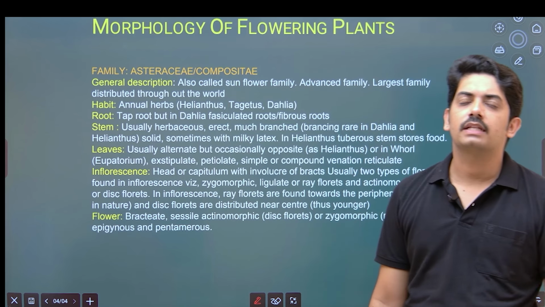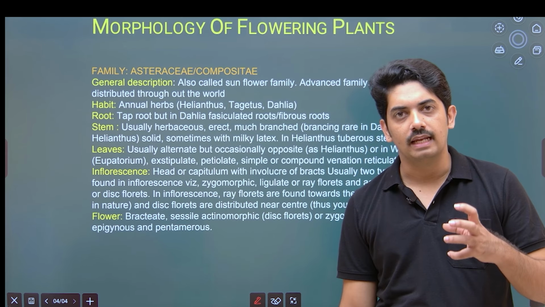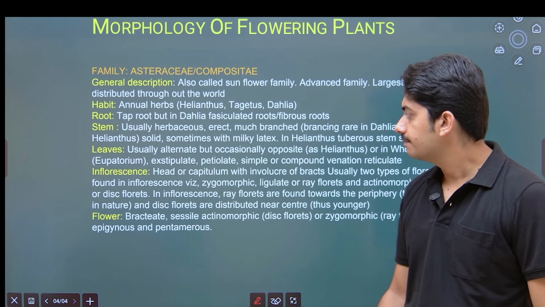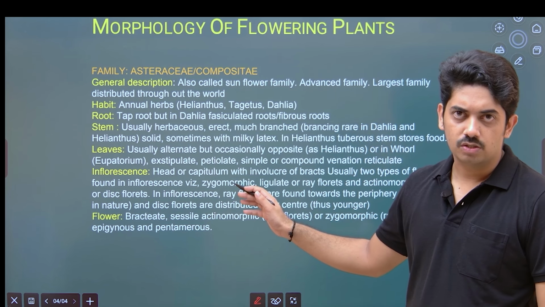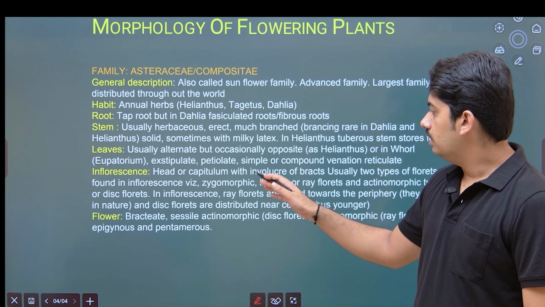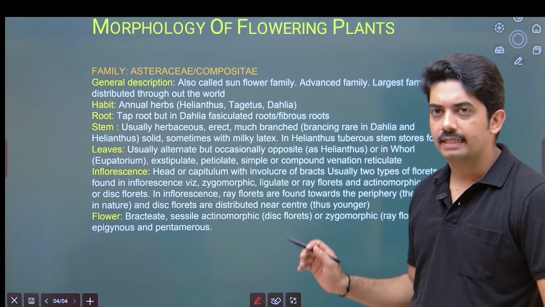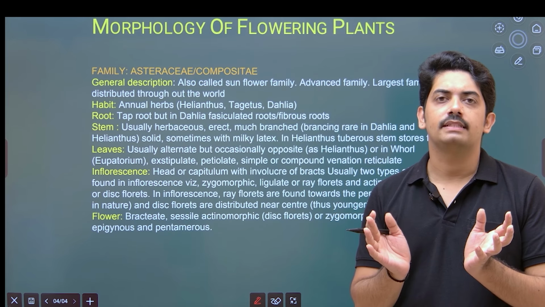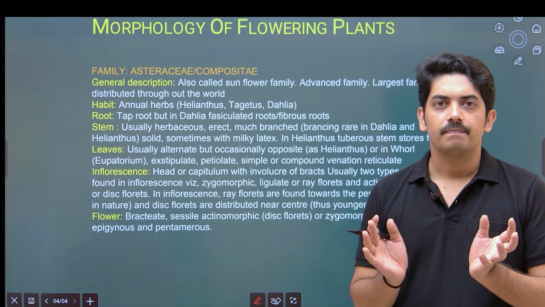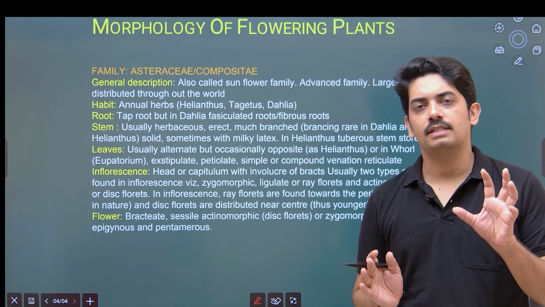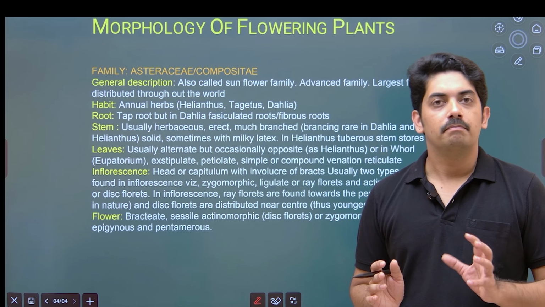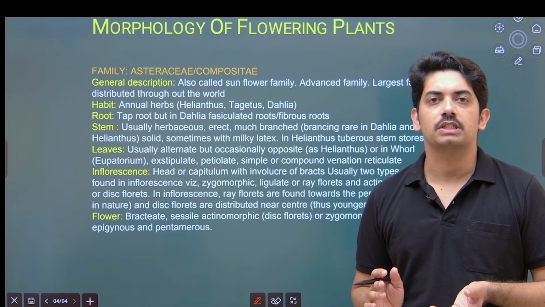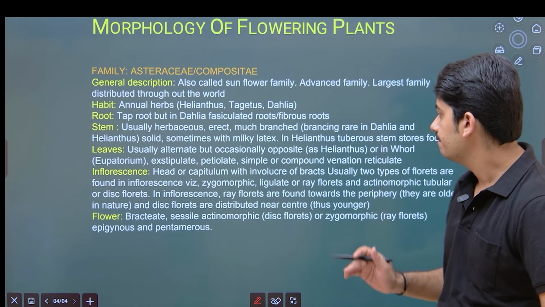Inflorescence. Now the character of this family actually lies in inflorescence. So here we observe head inflorescence, or in other words it is also called capitulum, with involucre of bract. Involucre of bract means the bract is covering the entire inflorescence. So here the head inflorescence appears like a flower, but it is an inflorescence. That whole inflorescence is covered by leaf-like structure, that is involucral bract.